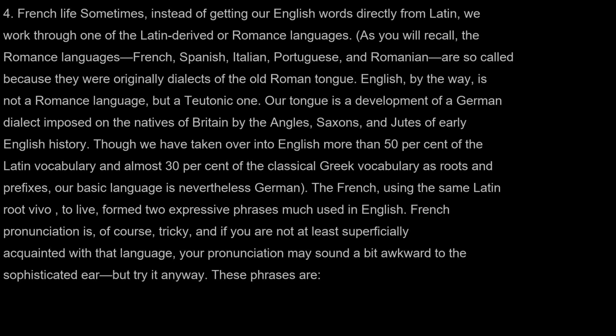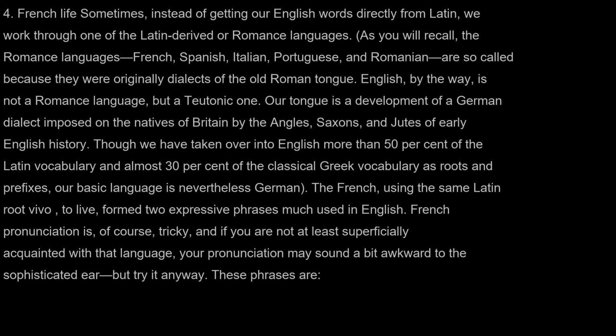English, by the way, is not a Romance language, but a Teutonic one. Our tongue is a development of a German dialect imposed on the natives of Britain by the Angles, Saxons, and Jutes of early English history. Though we have taken over into English more than 50% of the Latin vocabulary and almost 30% of the classical Greek vocabulary as roots and prefixes, our basic language is nevertheless German.